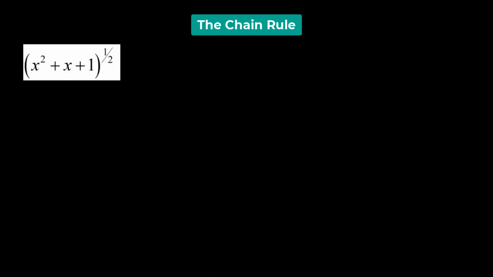So we have x squared plus x plus 1 raised to the power of half. So we need to find its derivative with respect to x. We're going to use the power rule by assuming that x squared plus x plus 1 is equivalent to x.